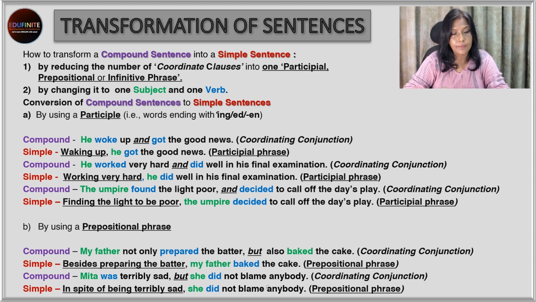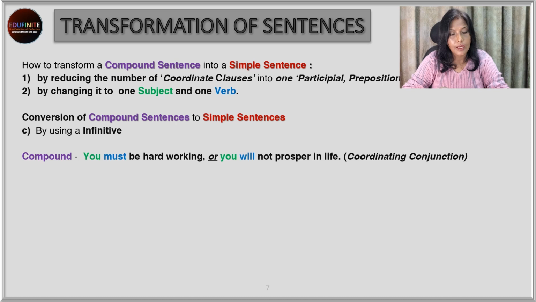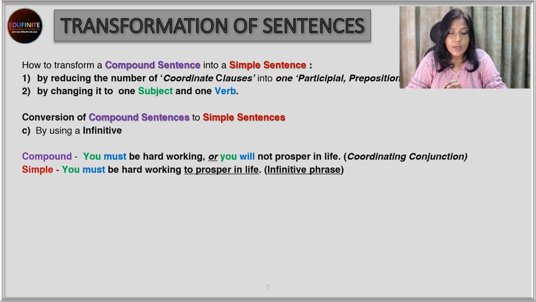Now the next one, by using infinitive. Now the compound sentences: you must be hardworking or you will not prosper in life. Now here the coordinating conjunction is or. Now let's see how we turn it into a simple sentence. You must be hardworking to prosper in life. So the infinitive means we have to use to and then the verb, the first form of the verb. So that's how we have reduced "you will not prosper in life" to "prosper in life." We've just reduced it to a phrase.